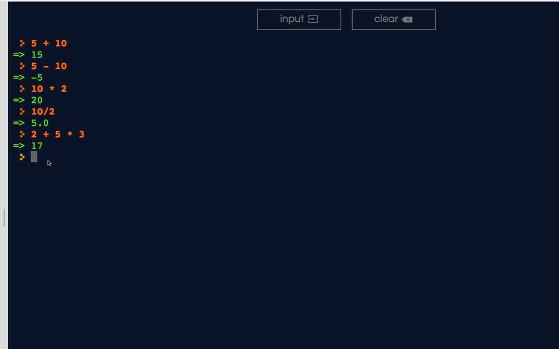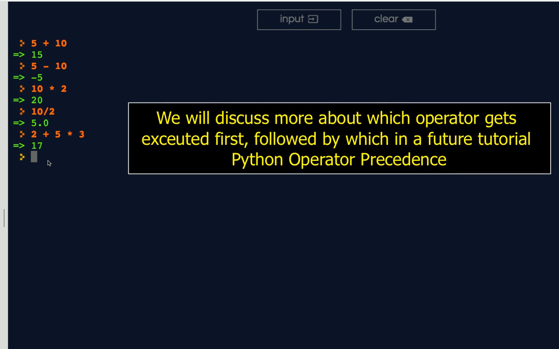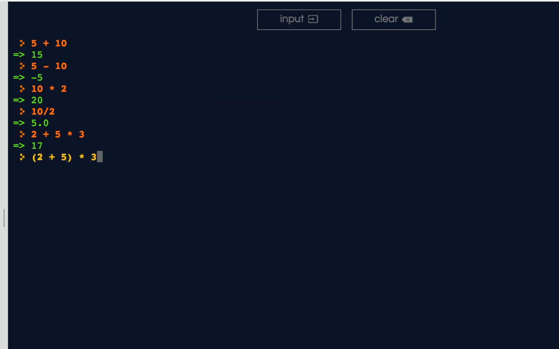But what if you want to add first and then multiply? That's where we use brackets. So here the numbers get added first because the bracket has more priority over multiplication. So 5 plus 2 will become 7, followed by 7 times 3, which is 21. Now we have seen a little bit about addition, subtraction, multiplication, division, and parentheses.